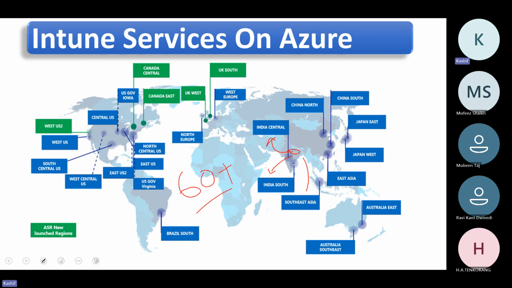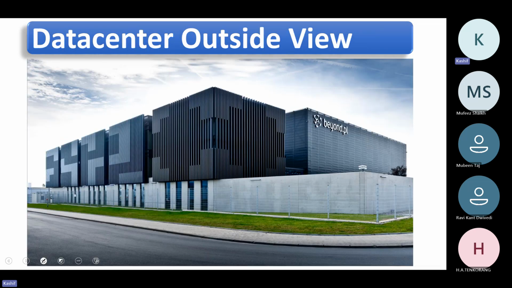There are two data centers here. It depends on the location where you are located, and on the services availability. Your subscription is likely to get created in the closest location to you. So what is a data center?